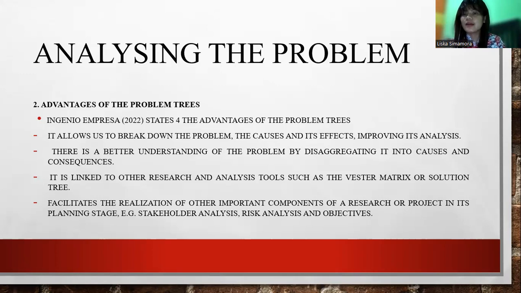The second one: there is a better understanding of the problem by disaggregating it into causes and consequences. It means at first we see that the cause is general, but when we display it in the problem tree approach, we can go to more detailed causes, and also to more detailed consequences. So we display them in many things.